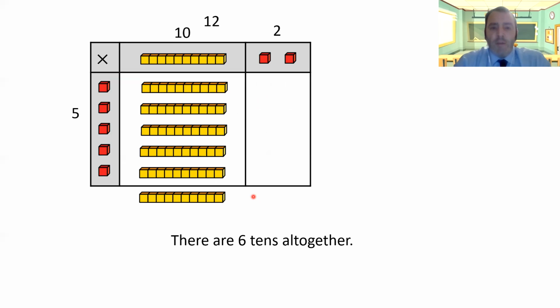6 times 10, we can count this out. 10, 20, 30, 40, 50, 60. Gives us our answer of 60.